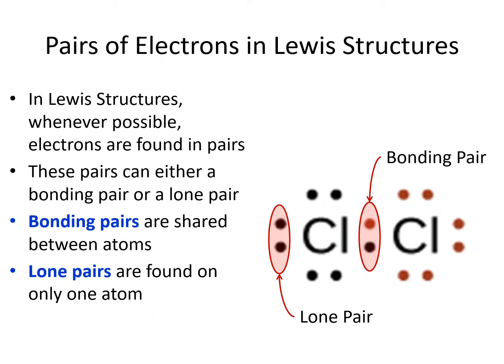Remember, in the Lewis dot symbol of individual atoms, we put the electrons in unpaired first and only pair them when necessary. In the Lewis structures of molecules, however, we want to put them in pairs whenever possible. There are two types of pairs, bonding pairs or lone pairs. Bonding pairs are pairs of electrons that create the bond. They are shared between the atoms. Lone pairs are pairs of electrons that belong to one atom only.